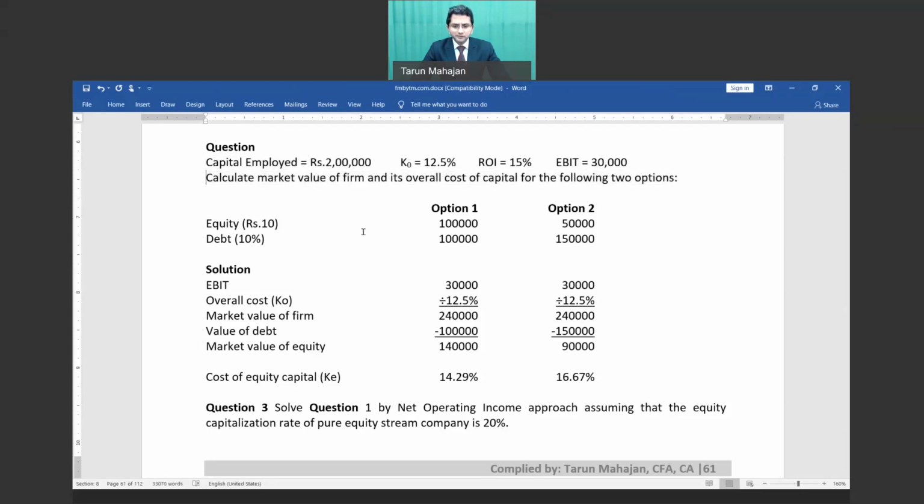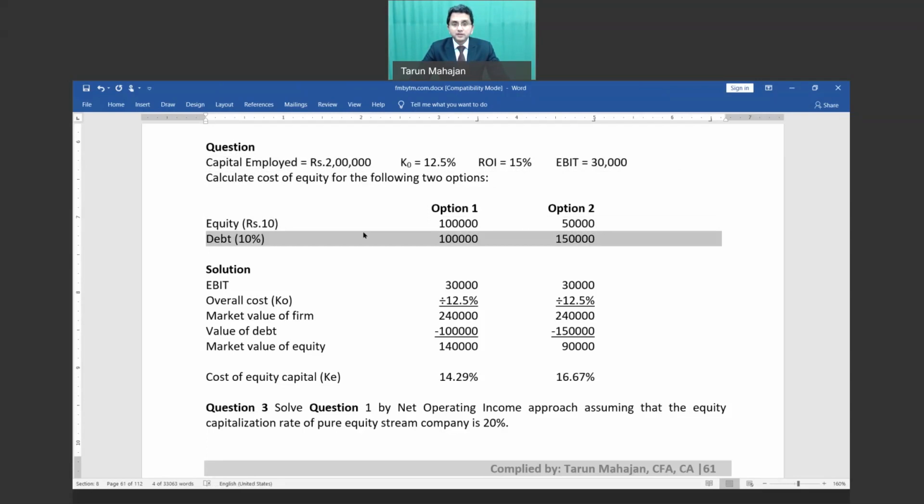Calculate market value of firm. Oh, no. I will say calculate cost of equity for the following two options. Option 1, you have debt of 1 lakh. Option 2, it has higher leverage. Its debt is 1,50,000. So now observe carefully.